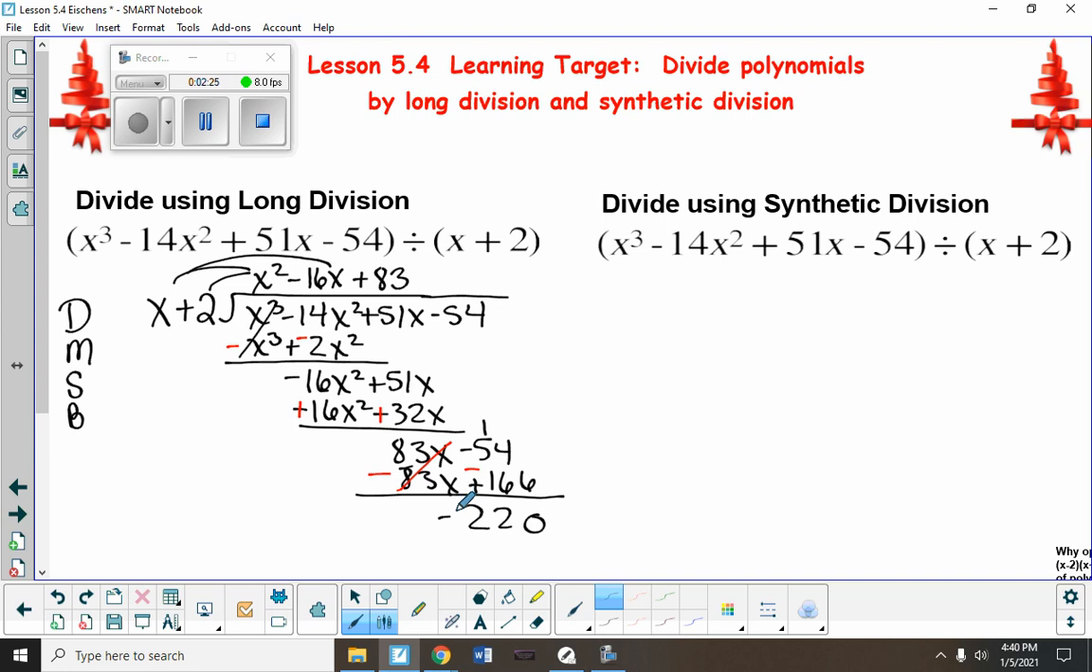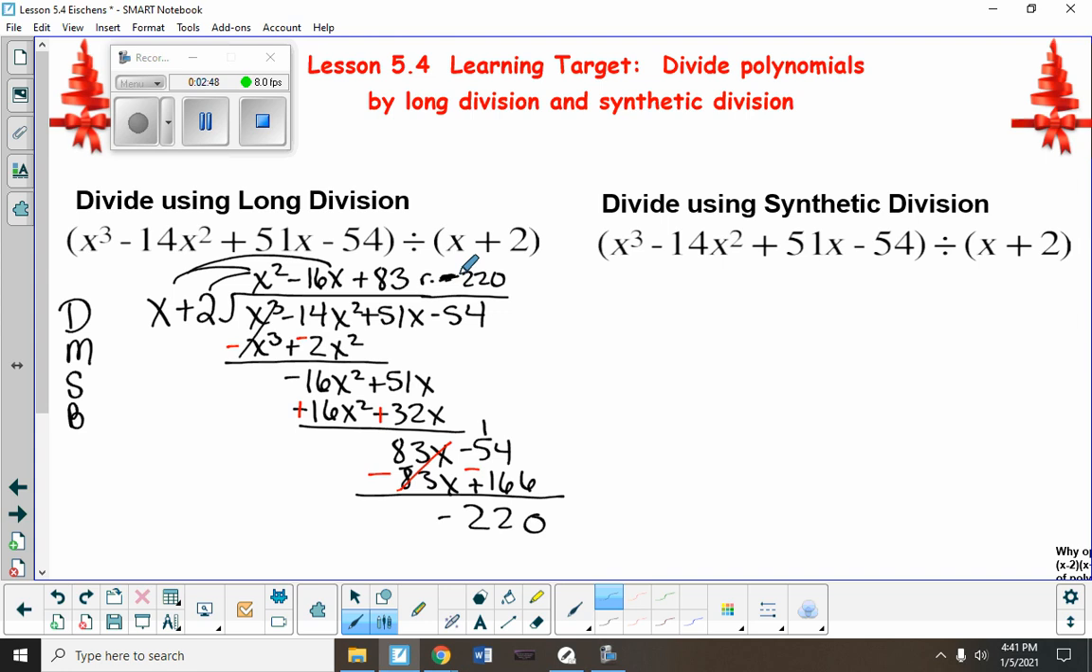And that is the remainder. So remainder of negative 220. So that's your answer there. That is using long division. We have some bigger numbers going with that one. Now, I want to show you how we can do that same problem using synthetic division.